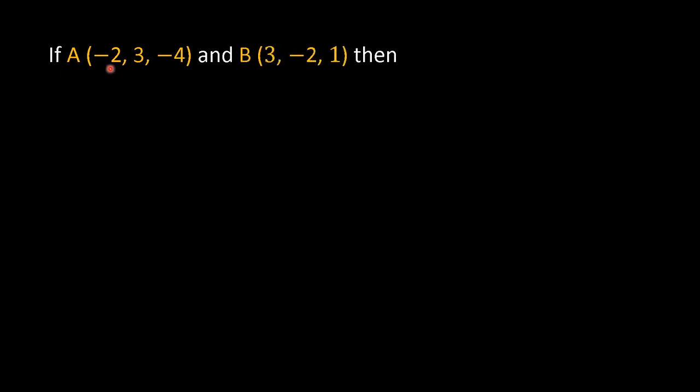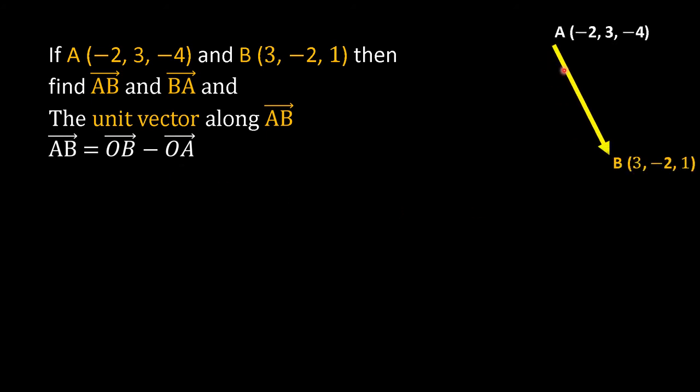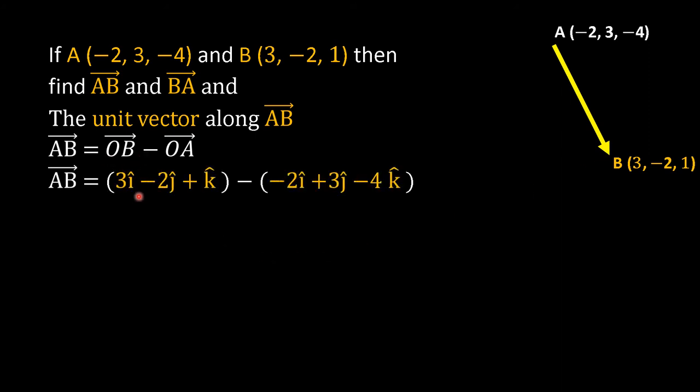If A is minus 2, 3, minus 4, and B is 3, minus 2, 1, then find AB bar and BA bar and the unit vector along AB bar. Now AB bar will be OB bar minus OA bar, which is this vector. OB bar will be 3 i cap minus 2 j cap plus k cap from these coordinates. OA bar will be minus 2 i cap plus 3 j cap minus 4 k cap from these coordinates.